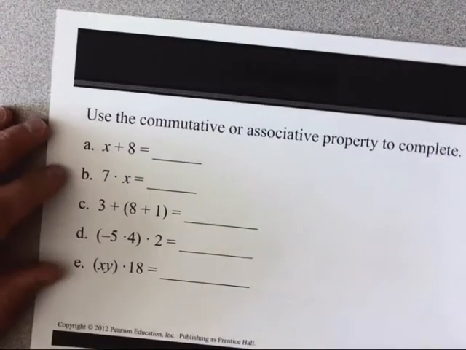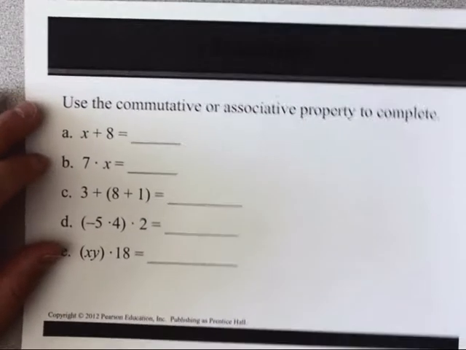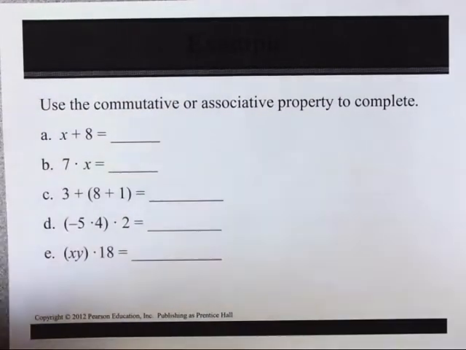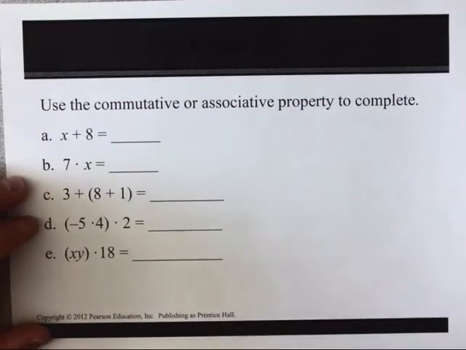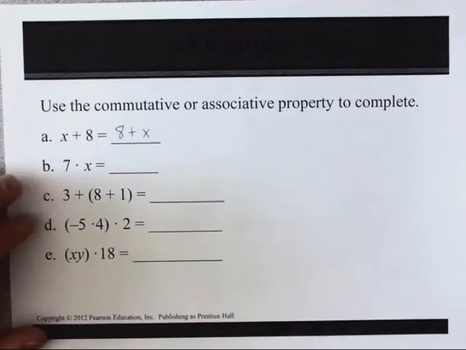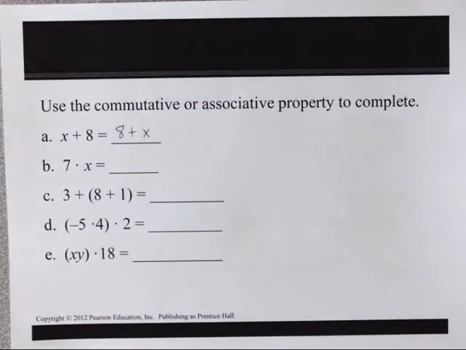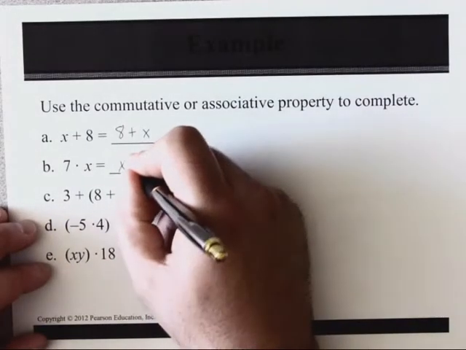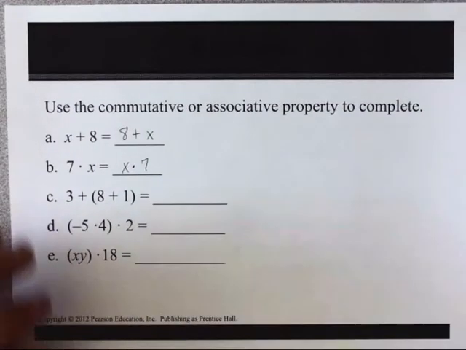So if I wanted to rewrite expressions using the commutative or associative property, right, it would look something like this. So x plus 8, well, that would be the same as 8 plus x. Okay, so I can basically switch the order in which those are written. 7 times x, I can rewrite that as x times 7. That would be the commutative property of multiplication.